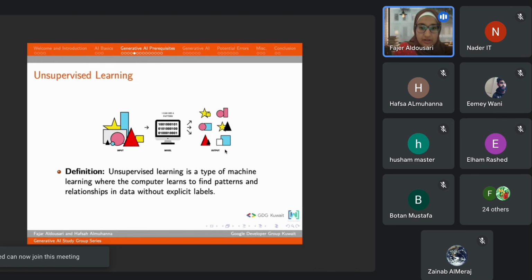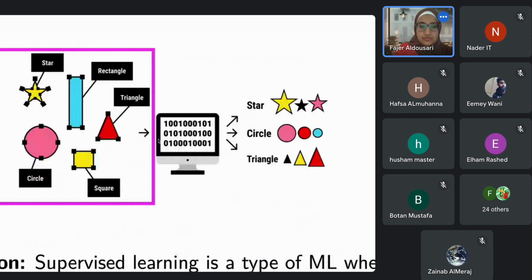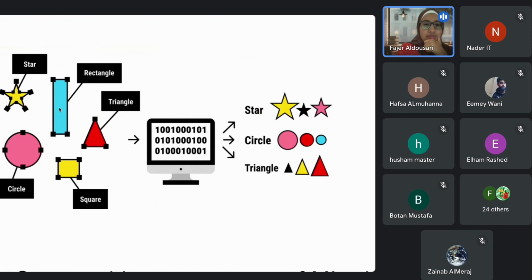Maybe it'll be clearer here. For example, in this case, let's say you've got a star, and if you give the model a picture of a different star, it will be able to tell you that it's a star. But it won't give you a star of its own. It won't generate its own star. It will just work with what you give it.